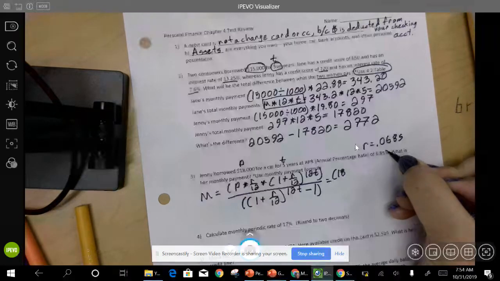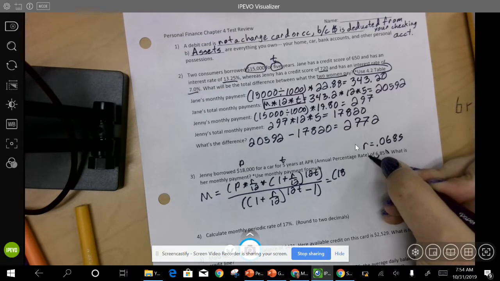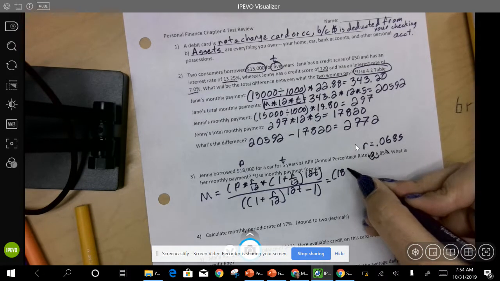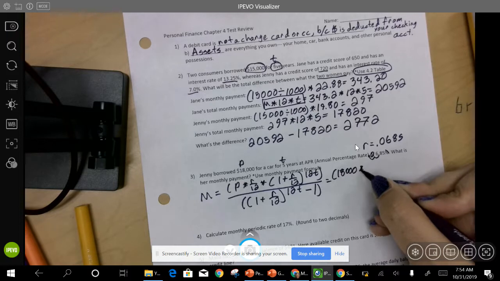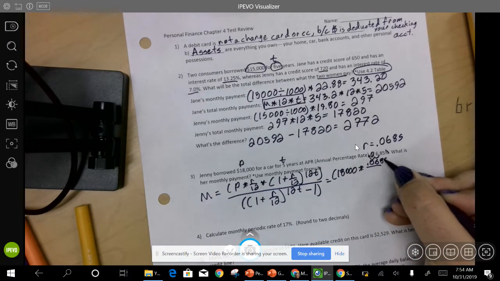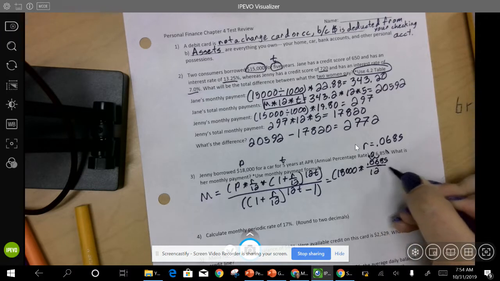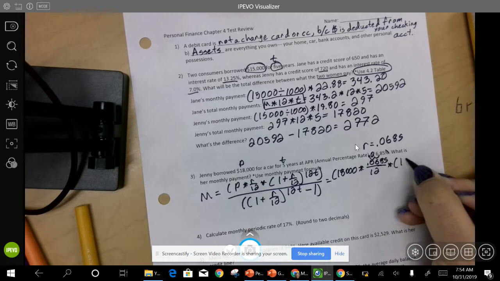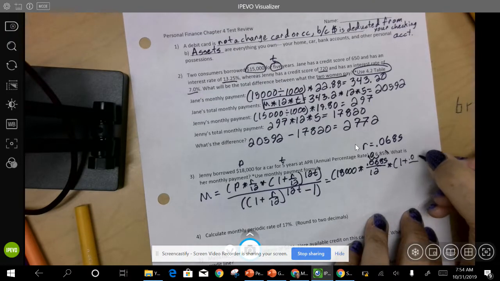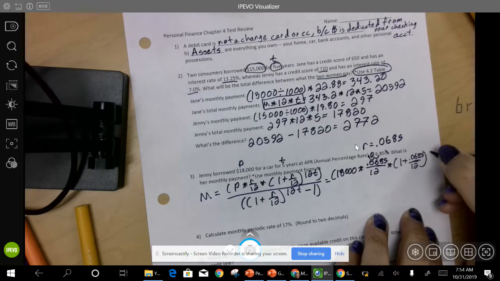0.0685. So we drop the percent sign. Everybody remember to move to the left, add the decimal and the zeros. So 18,000 times the rate as a decimal divided by 12 times 1 plus rate as a decimal divided by 12, and then 12 times the time of 5.